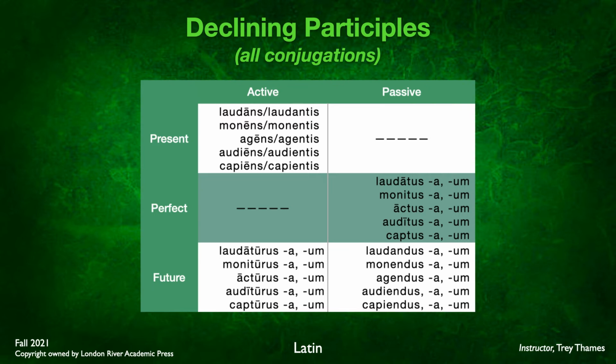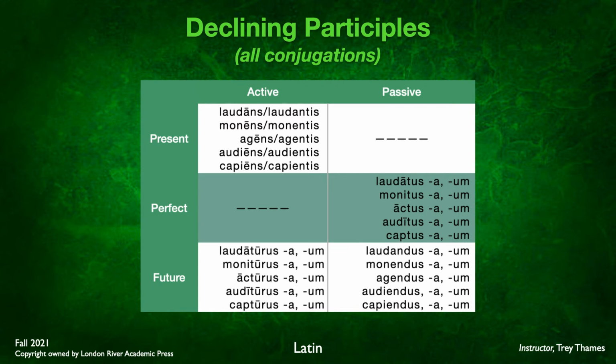So the future active participle is pretty easy to distinguish. You see that UR, you know that it's the future active. And really equally easy to recognize is the future passive because of the nd. We take that present stem, lauda, we add the nd plus us, a, um. So laudandus, a, um, monendus, a, um, agendus, a, um, audiendus, a, um, and capiendus, a, um.